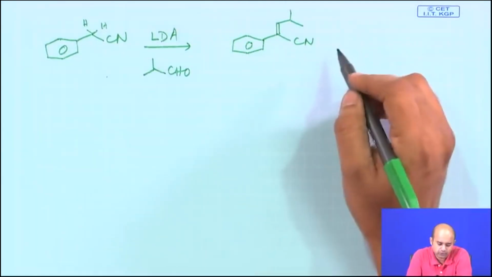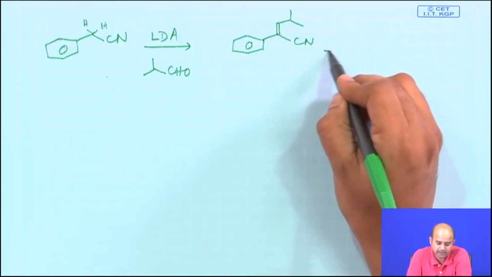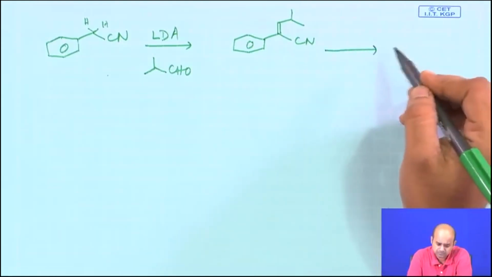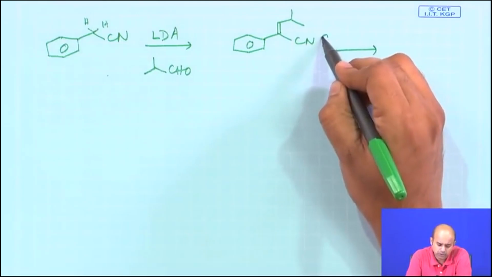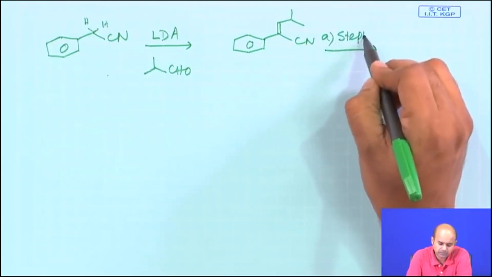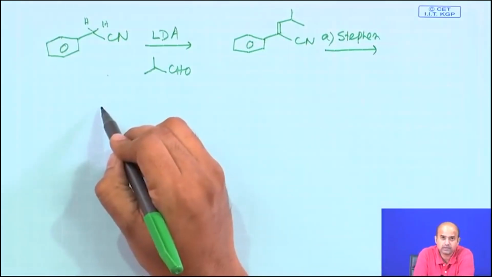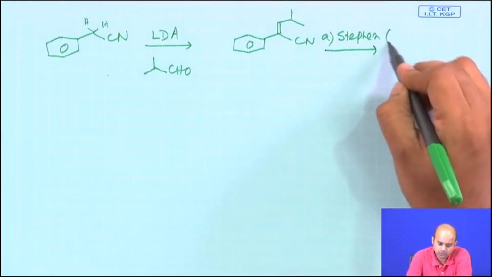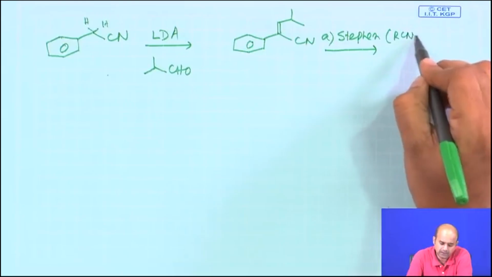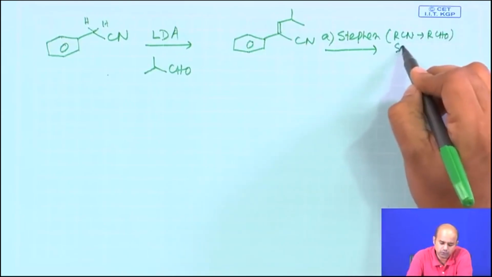Now, you go back to the retro, you will find this cyanide now needs to be converted to the corresponding aldehyde. You can basically do two different kinds of transformations. Probably you know Stephen's reaction. Stephen's reaction is a very simple reaction in which you can convert a cyano to an aldehyde, RCN to RCHO, by SnCl2.